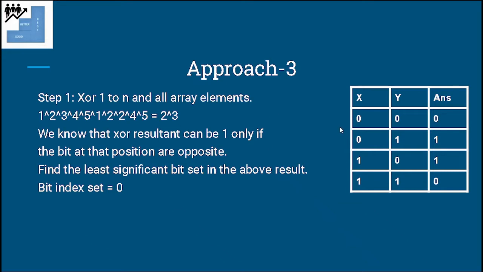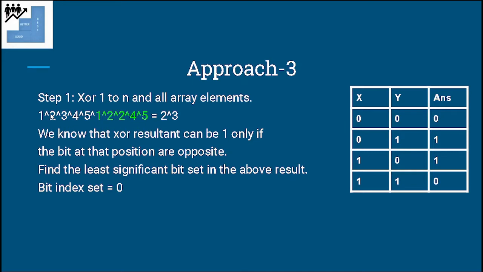So we take this example. n remains 5, but the input array is 1, 2, 2, 4, 5. When we XOR these elements, XORing is done between 1 to n and the array having elements 1 to n.